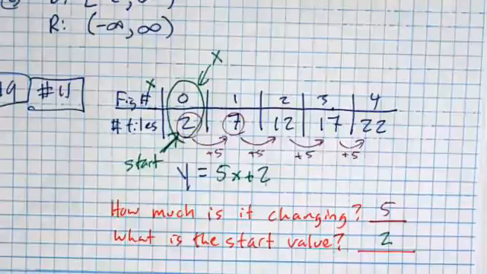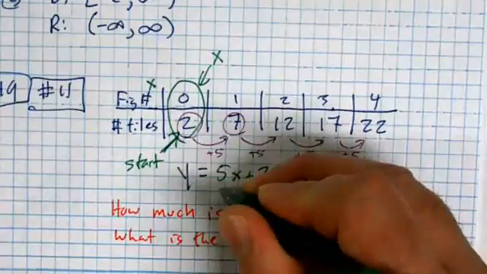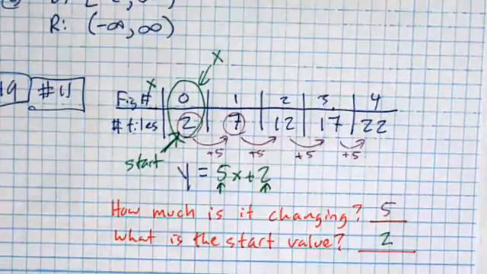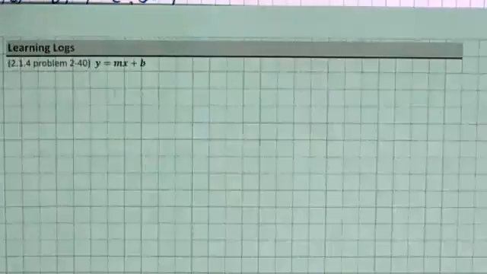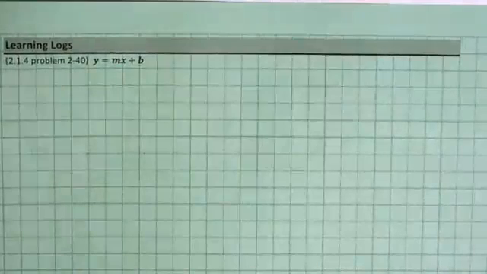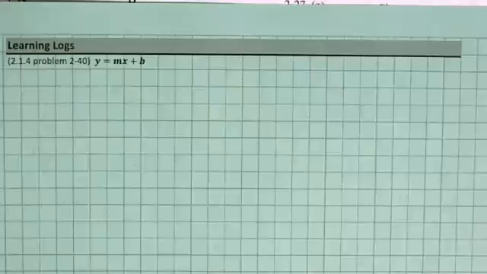Good. Awesome. So when we did this, it was the change that ended up in front of the x, and then the start value that ended up at the end here. Can I get you guys to go into your green packets for me and find a learning log that says y equals mx plus b? We're going to put some notes in here. And why is it really important to get good notes in our packets? You can use it on the test, right?